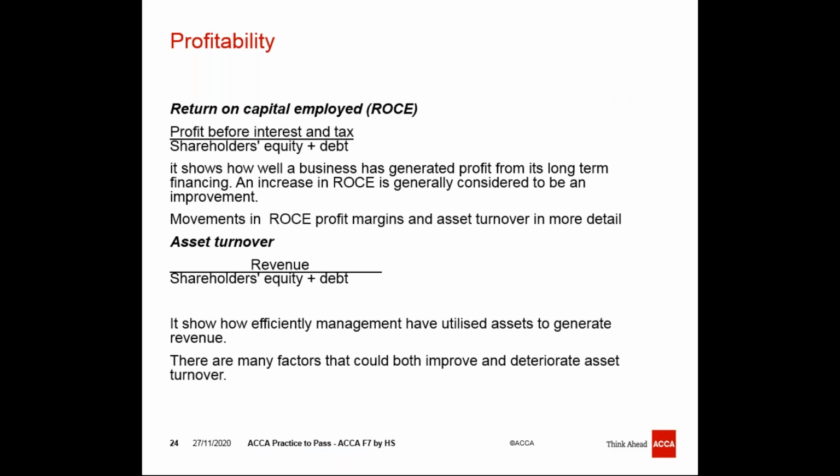So if there is an improvement in the return on capital employed, then it generally means that the company is generating good profit margins. And if there is an increase in the asset turnover, it means the company is earning good revenue from the assets that have been employed, or the capital employed.